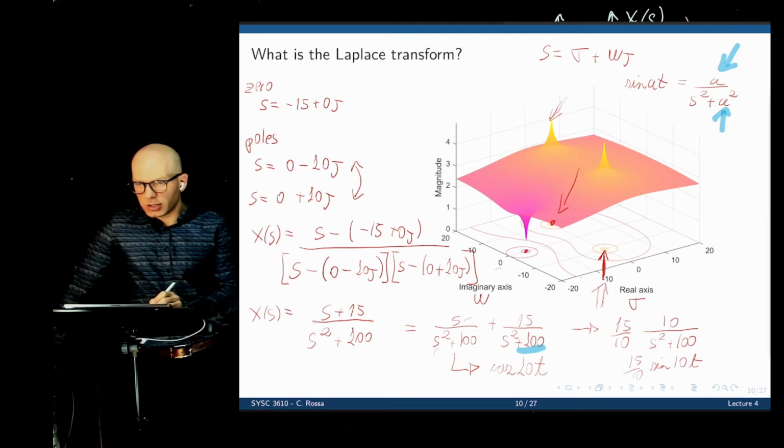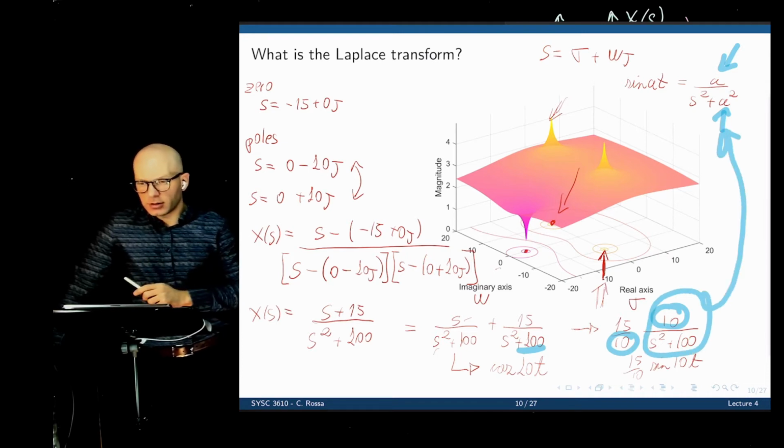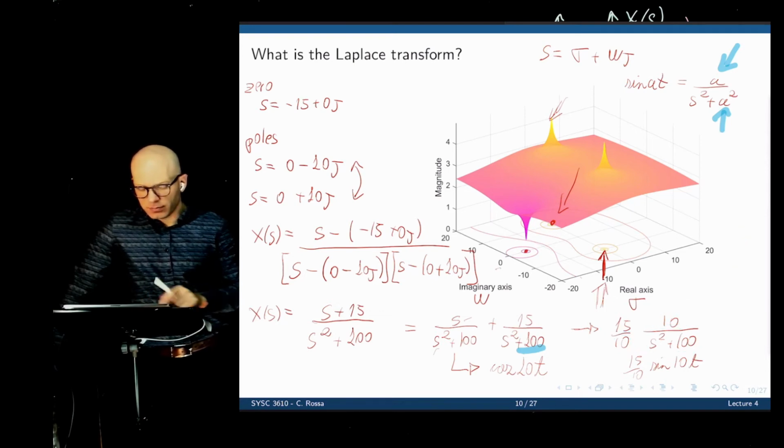Right, a squared is 100, so a is 10. So we need to fabricate a 10 here. To have a 10 on top, we need 10 in the denominator. This is just to match that format. Does that make sense? Yep, thank you.